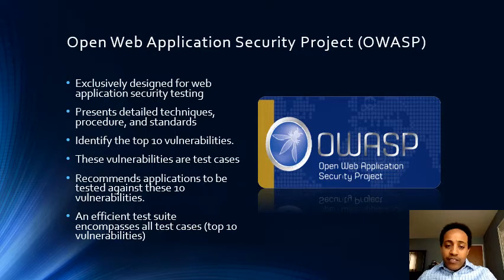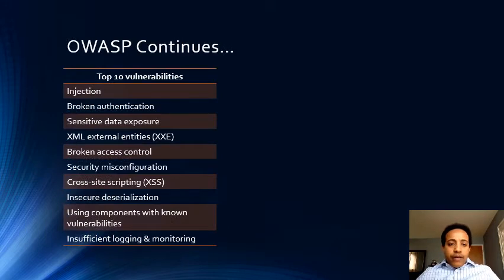The methodology identified 10 vulnerabilities, and these vulnerabilities are the test cases of web application penetration testing. Every application should be tested against these vulnerabilities. These are the top 10 vulnerabilities identified by OWASP, and an application should be tested against all of these vulnerabilities.